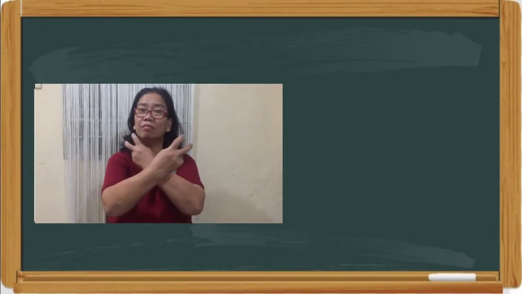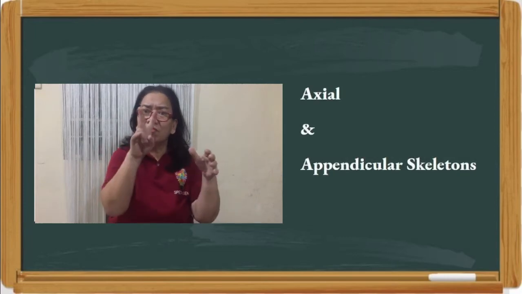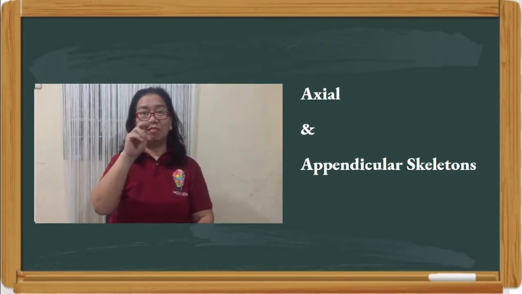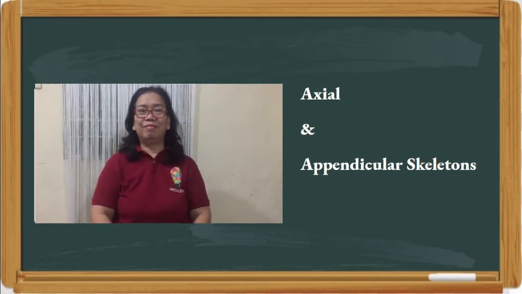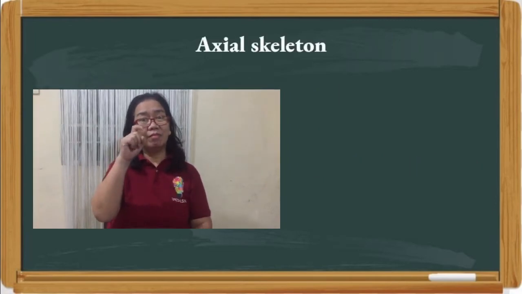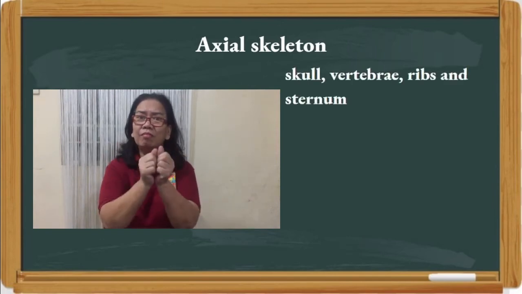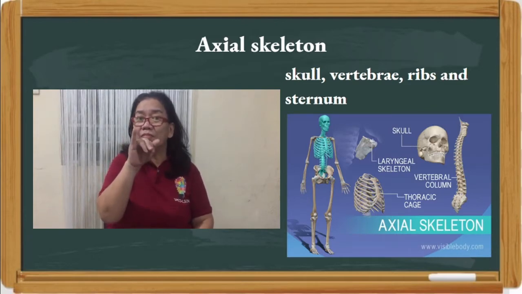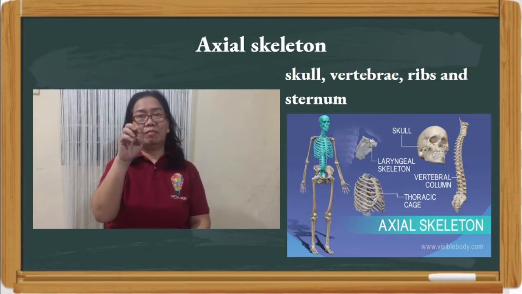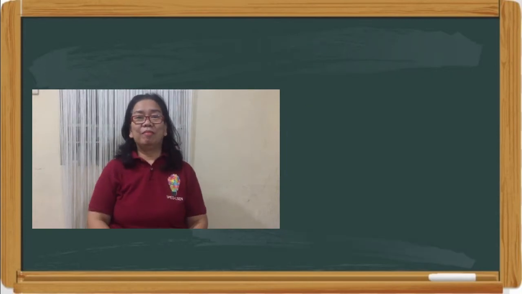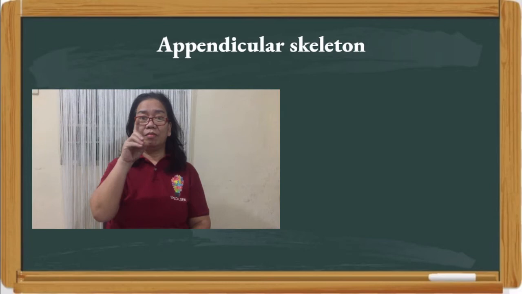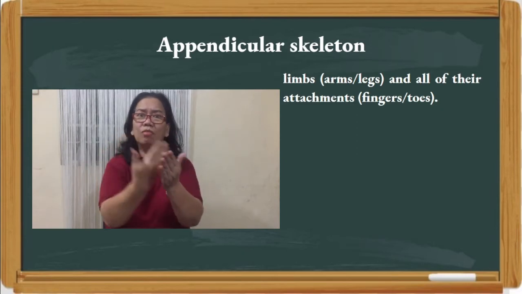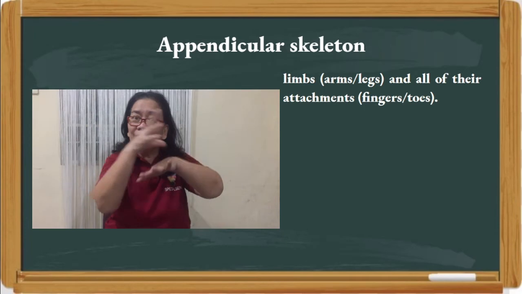Our skeletal system is grouped by the axial and the appendicular skeletons. The axial skeleton includes the skull, vertebrae, ribs, and sternum. The appendicular skeleton consists of our limbs, which are our arms and legs, and all of their attachments, which are our fingers and toes.